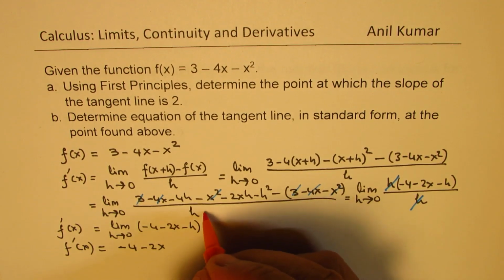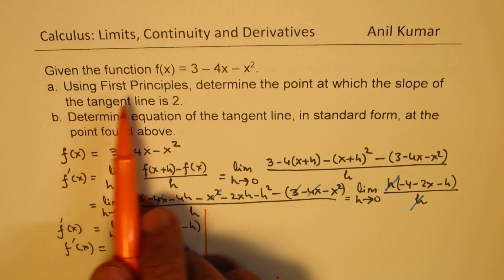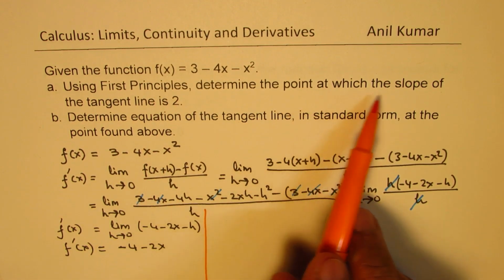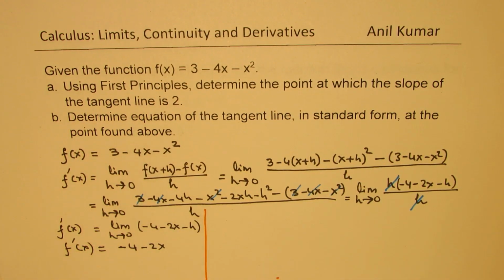Now let's look into the condition. Using first principle, determine the point at which the slope of the tangent is 2.